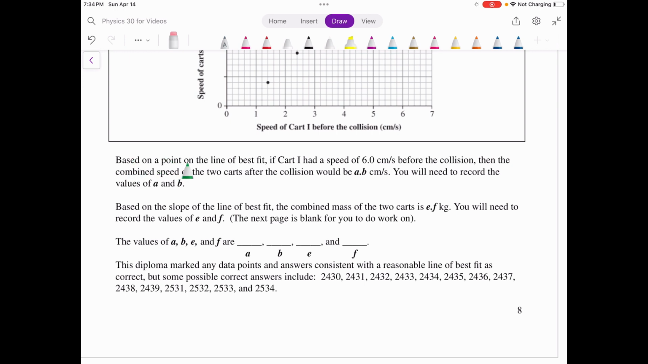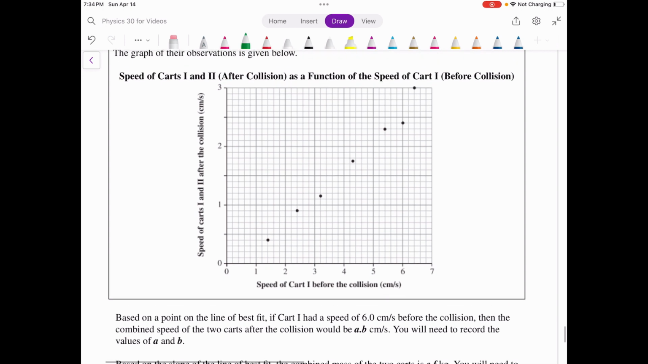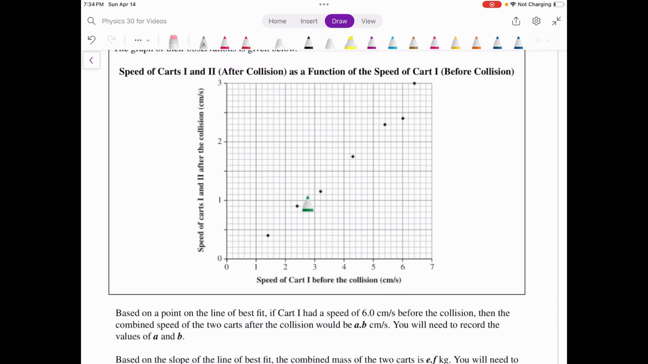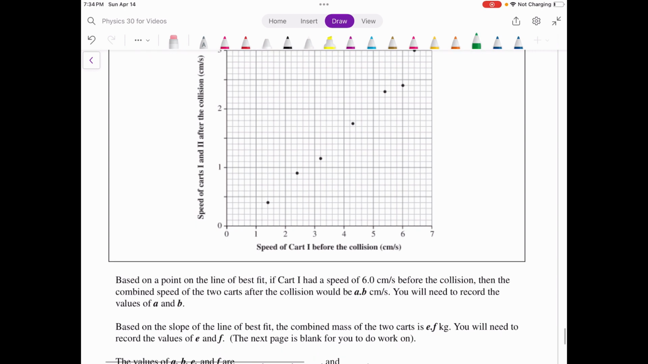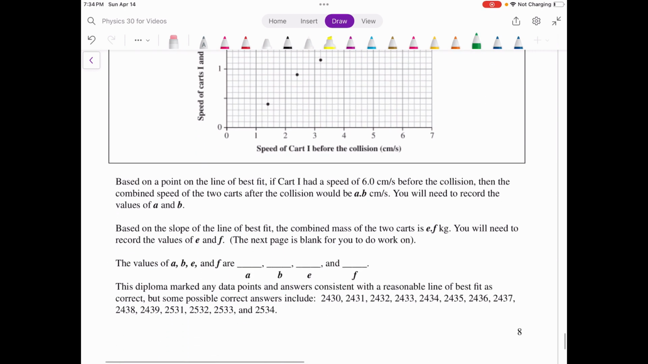So based on a point on the line of best fit, okay, so we need a line of best fit. Notice they actually haven't given us it here, so we'll have to draw our own line of best fit. I'll review what we want from a line of best fit in just a moment. But if cart 1 had a speed of 6 centimeters per second before the collision, then the combined speed of the 2 carts after the collision would be a.b centimeters per second. You'll need to record the values of A and B.